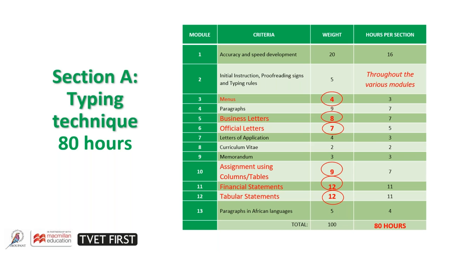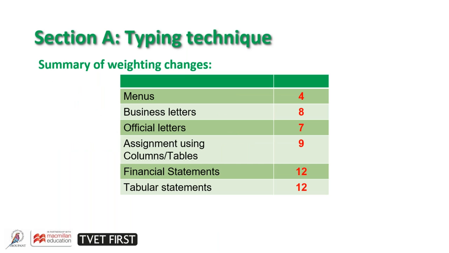Module 3, menus is now worth 4 marks. That is now, this is on the N4 level. Module 5, business letters, is worth 8. Module 6, official letters, 7. The assignment in Module 10, using columns and tables, is worth 9. Financial statements and tabular statements are both worth 12 marks, giving a total of 100 marks for this section. Pay attention to the weight changes. The weight of each module gives you an indication of how much time should be spent on each module and the mark allocation.